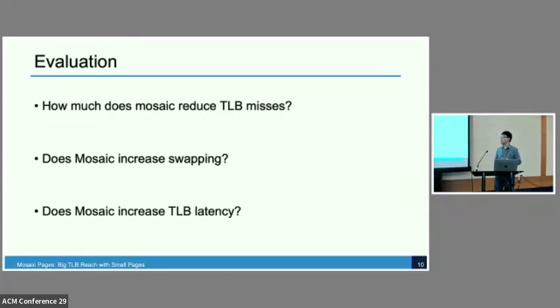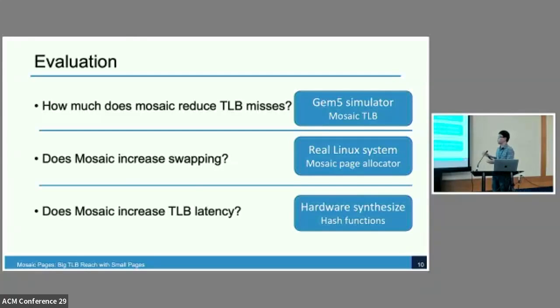In the evaluation, we are going to answer these 3 questions. How much does Mosaic reduce TLB misses? Does Mosaic increase swapping? Does Mosaic increase TLB latency? To answer these questions, we implement 3 components of a system.